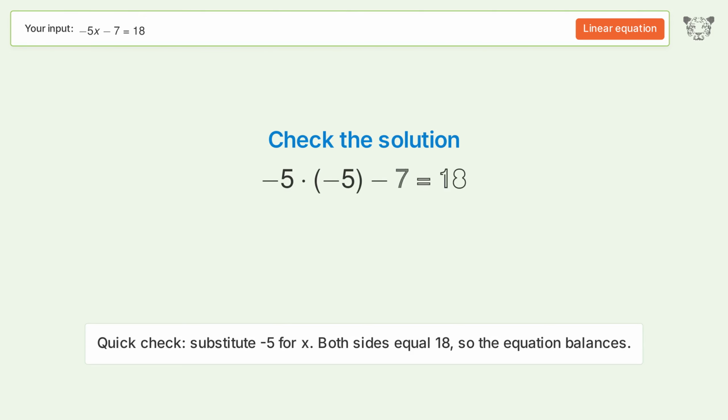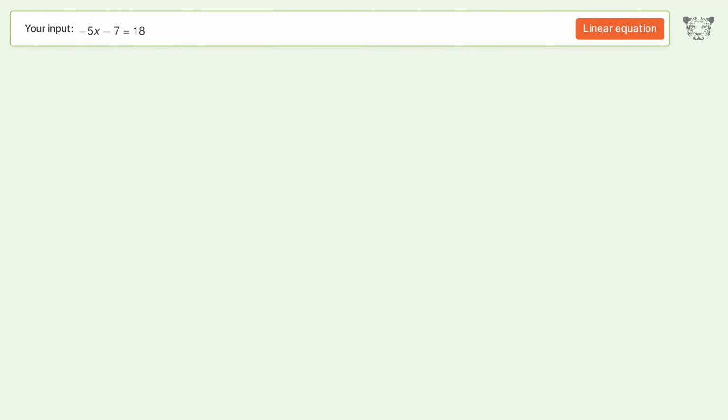Quick check. Substitute negative 5 for x. Both sides equal 18, so the equation balances. So, x equals negative 5.